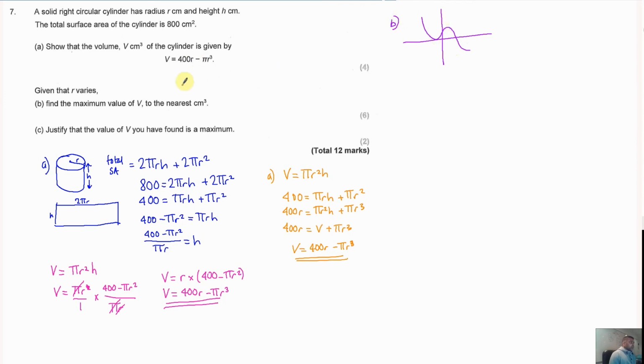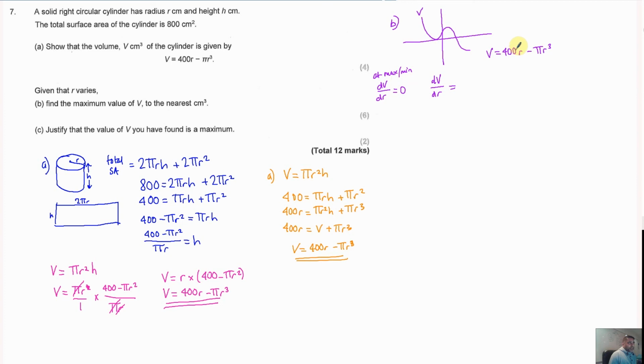Okay, so at a maximum point, if this represents v, if I differentiate v with respect to r, we know that v equals 400r minus pi r cubed. At a maximum or a minimum point, we know that dv/dr, or the gradient, will equal 0. So the gradient there is going downwards and it becomes horizontal, so it's 0. So at max and min points, the gradient is equal to 0.